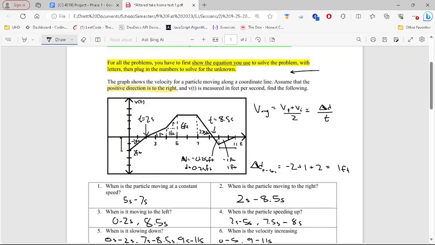Okay. So its average velocity in this case, we're going to be using this formula right here, change in displacement over time, which is going to be 1 foot displacement over 5 seconds, divided by 5, which is going to be equal to 0.2 feet per second. So its displacement was 1 foot, and the time it took is 5 seconds.